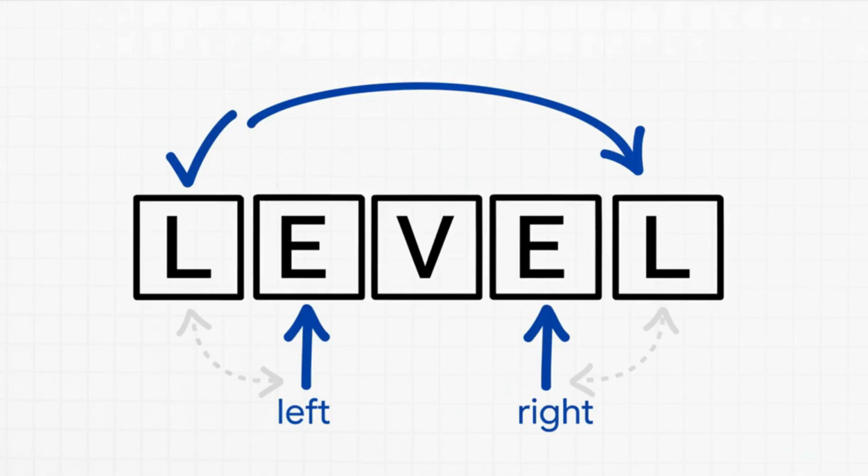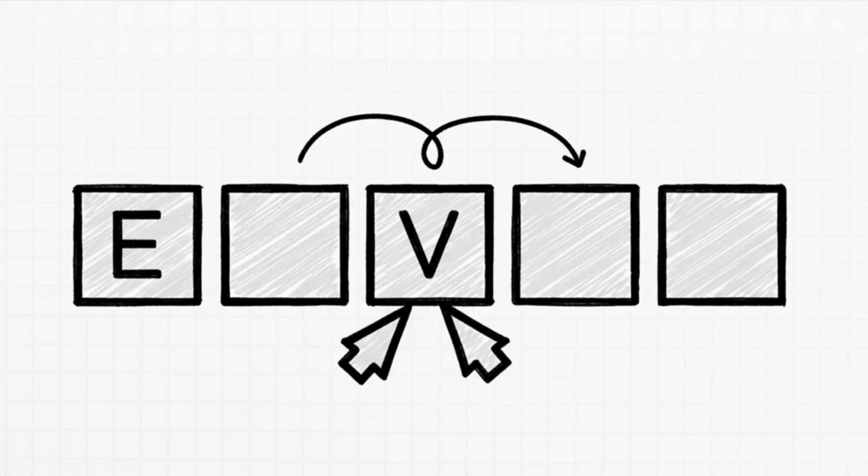Left pointer is on L, right pointer is on L. Is that a match? Yes, it is. Awesome. So since they match, we can confidently move both pointers one step inward. Left moves to E, and right moves to the other E. And we check again. Left's on E, right's on E. That's another match. Fantastic. So we move them inward one last time.